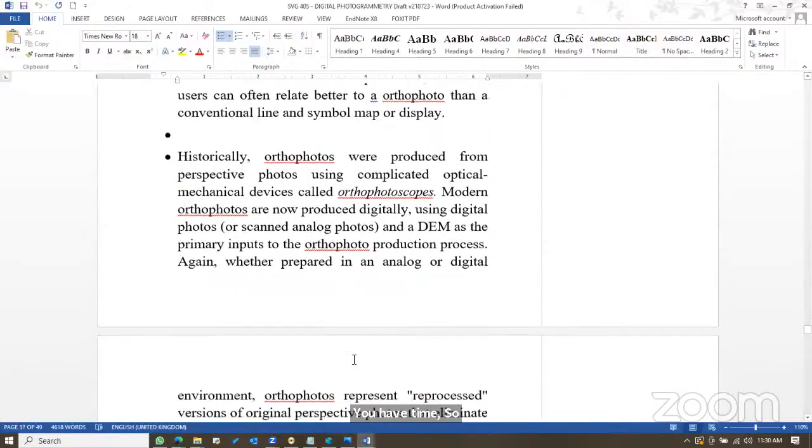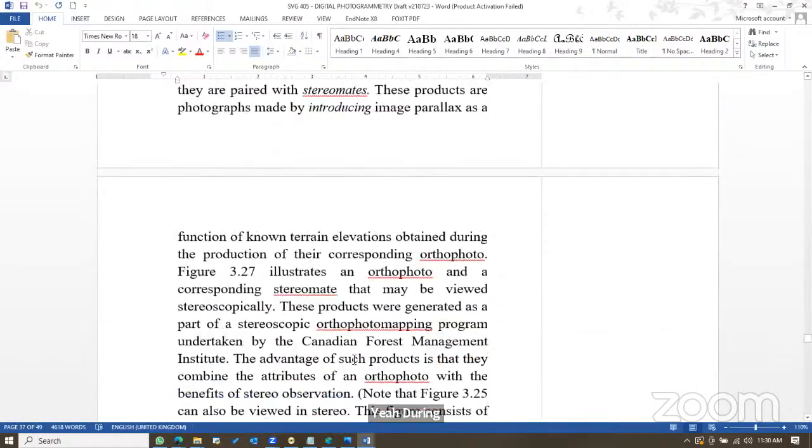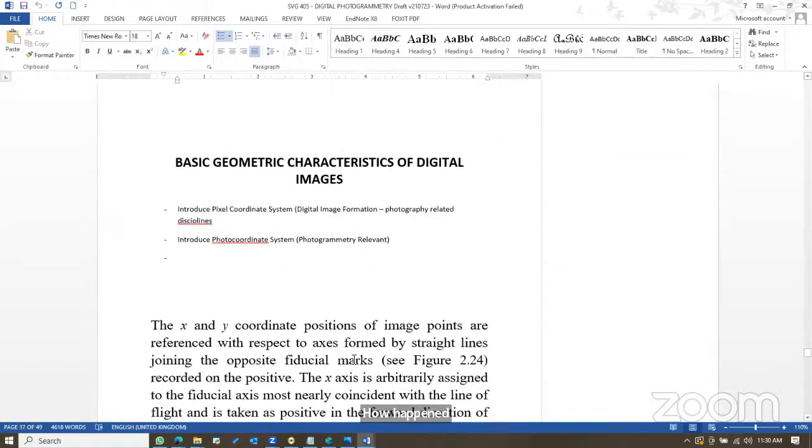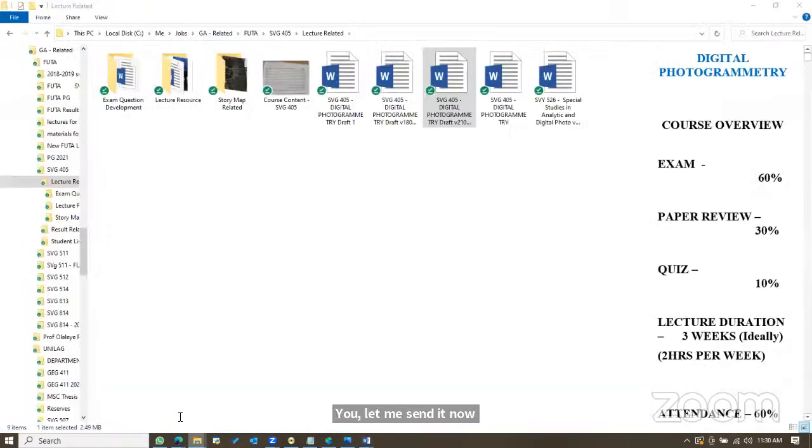During the course of the lectures, we have used three different notes, and I think this is the fourth. Every note I give has a date attached to it. Every draft has a date attached to it. So let me send it now. Let me see if I can send it now. I will attach it here now.